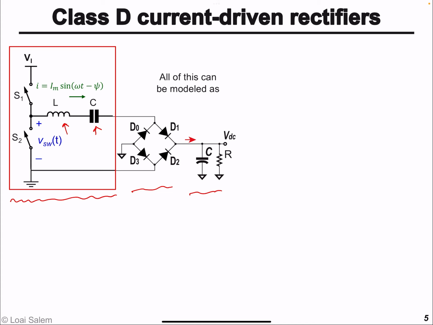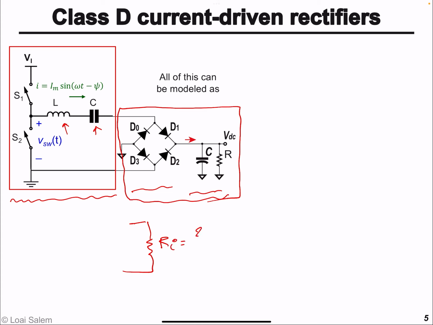Now, in this video, we'll find that all of this can be replaced simply by a single resistor Ri that's equal to 8 over pi squared times the DC load resistor R. So the equivalent resistance of the full bridge as well as the DC load, as seen by the transmitter on the AC side, is just 81% of the DC load resistance R. This number, 8 over pi squared, is essentially 0.81. So how did we arrive at this conclusion?